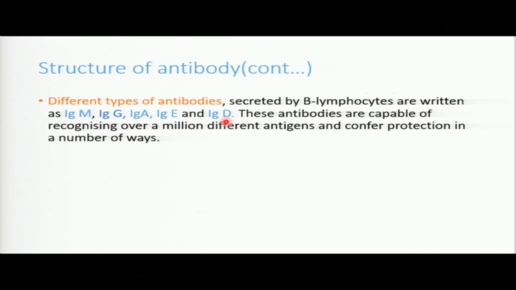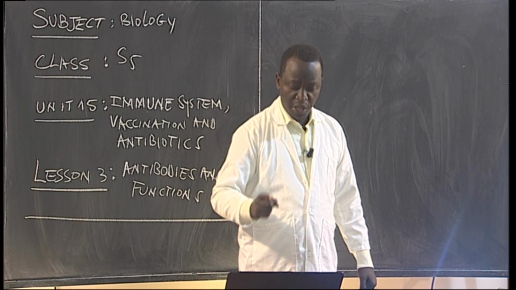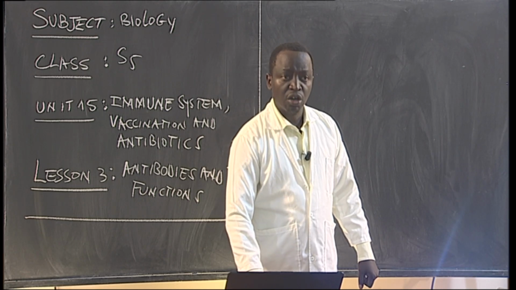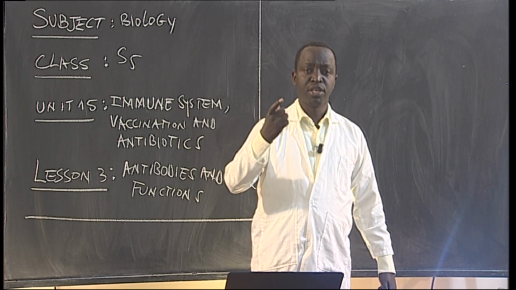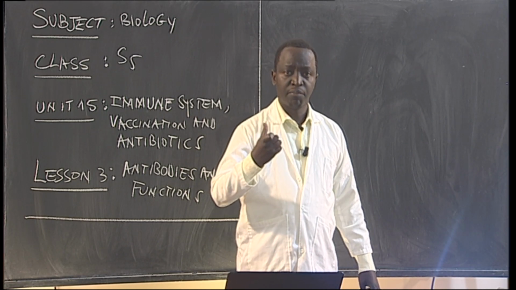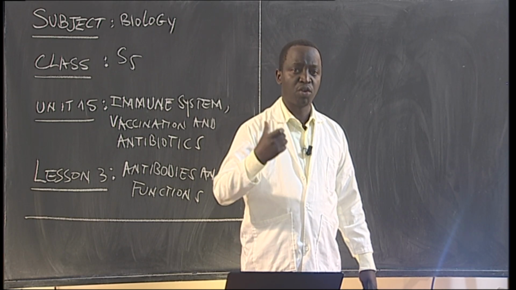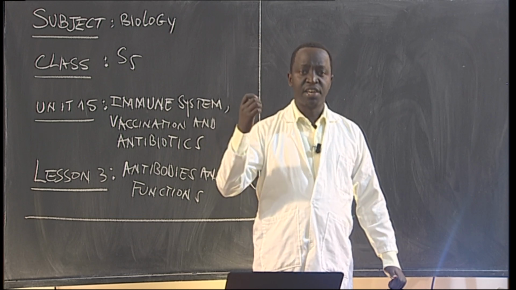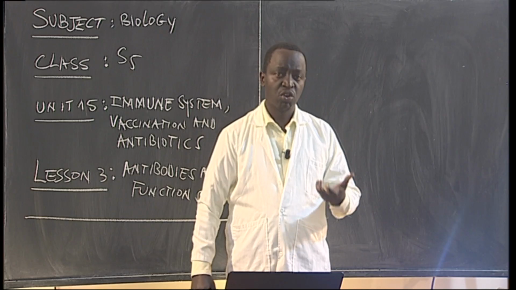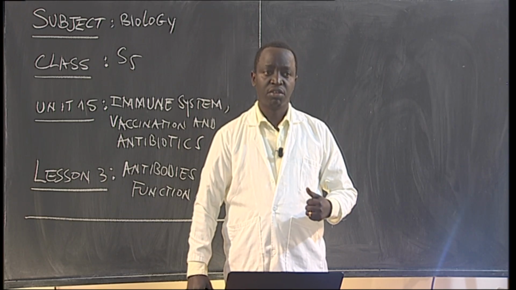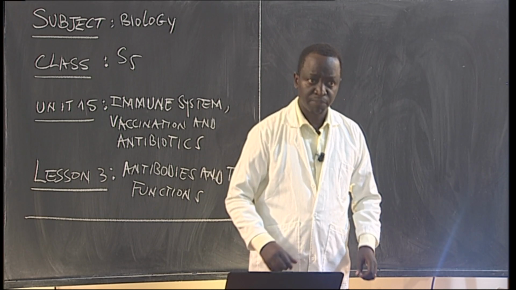They have their names according to the number of disulfide bonds, and also how they are arranged, their structure. And remember, all these types of antibodies are secreted by what you call B lymphocyte cells. Remember, we have lymphocytes, which are one of the white blood cells, and this B lymphocyte is the one that deals with the production of antibodies. So those are the antibodies you are having.